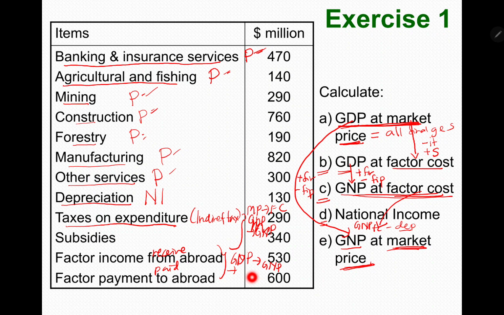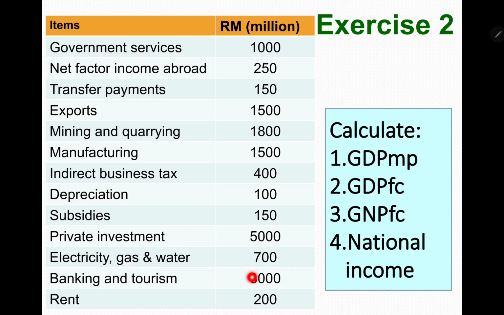What will be the formula from the market price to factor cost? The other formula. Okay, another one, exercise question.